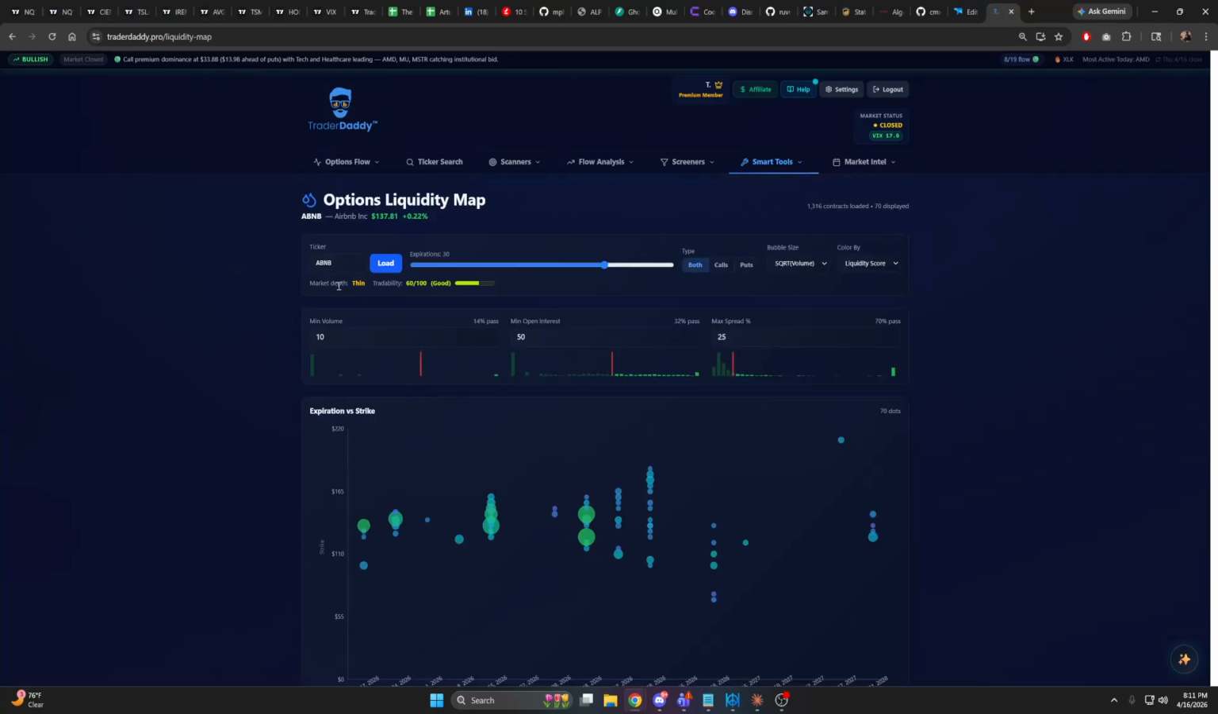And it gives you market depth and tradability. Basically, how good is the fill? How good is the bid ask? Is this stock liquid? Airbnb isn't that liquid. If I pulled something up like Nvidia, it's going to tell you that it's amazing because obviously it has millions of transactions.